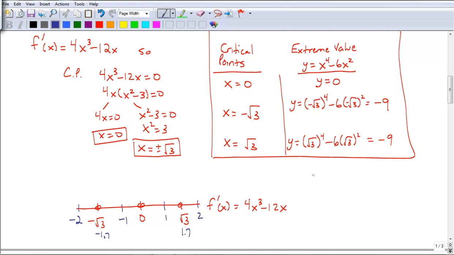I'm going to plug those into the derivative. f prime of negative 2: 4 times negative 2 cubed, minus 12 times negative 2. That gives me a 16. That's positive.